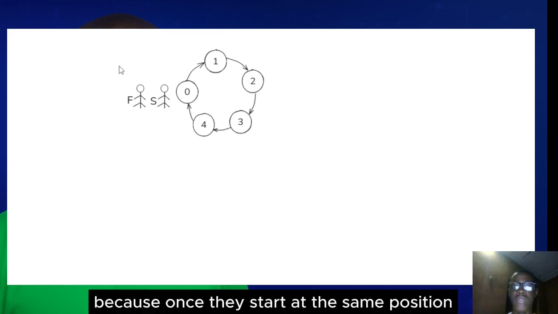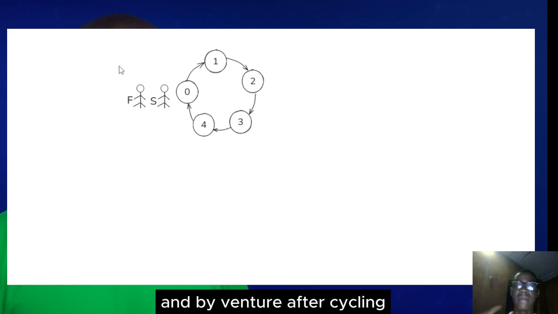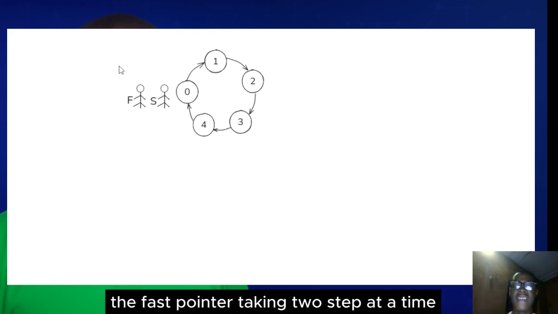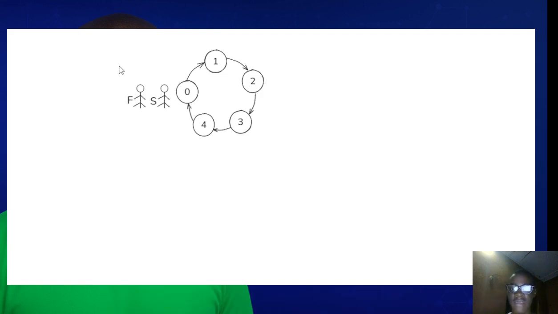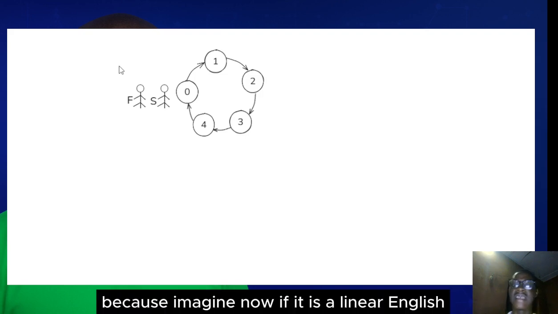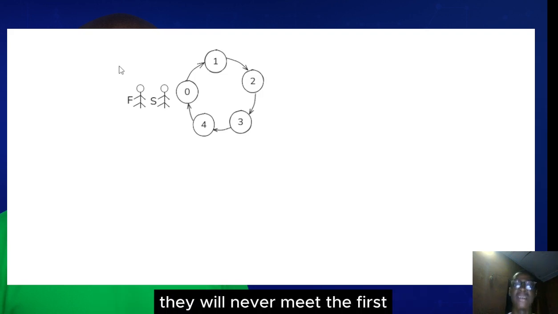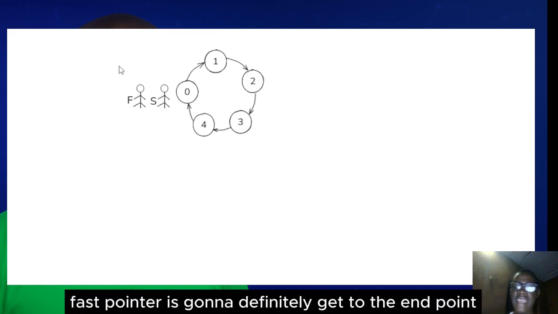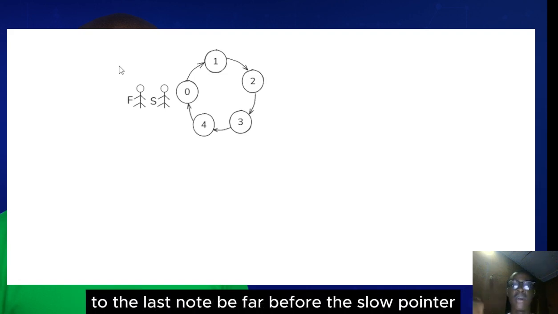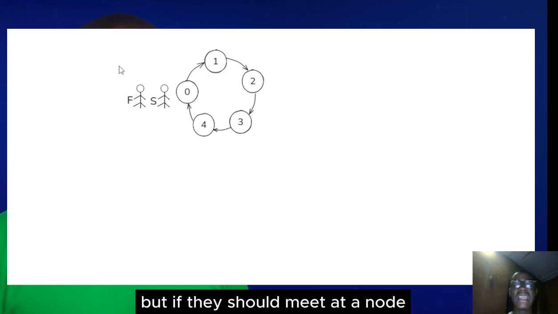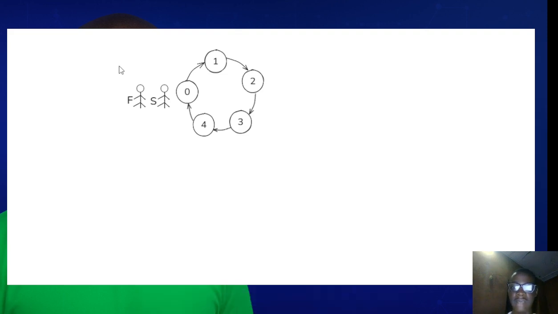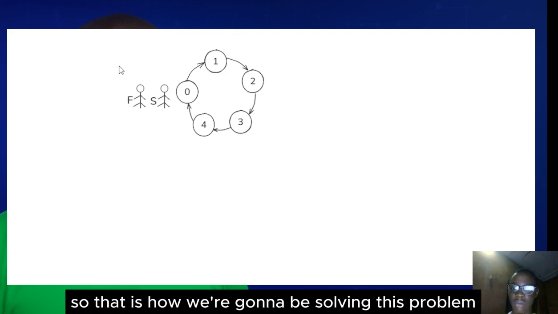this is a cycle, because once they start at the same position, and peradventure after cycling, the fast pointer taking 2 steps at a time and the slow pointer taking a single step, if they should meet, definitely it is circular. Because imagine now, if it is a linear linked list, they will never meet. The fast pointer is going to definitely get to the endpoint, to the last node, far before the slow pointer, at least 2 times faster than the slow pointer. But if they should meet at a node, definitely it is a circular linked list. So that is how we're going to be solving this problem.